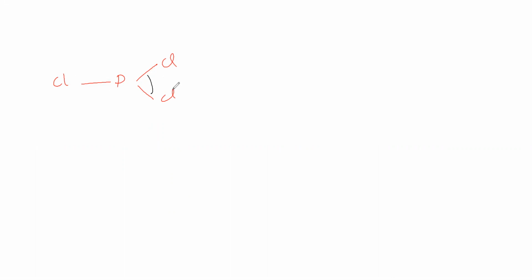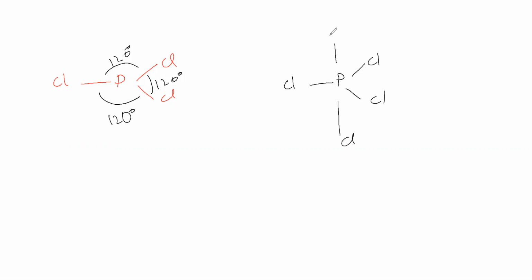For this I will say the bond angle. Here the bond angle is 120 degree, we can say. All the bond angles here are 120 degree. Next we will take the other two chlorine atoms. Here the bond angle is 90 degree. Here the bond angle is 90 degree.